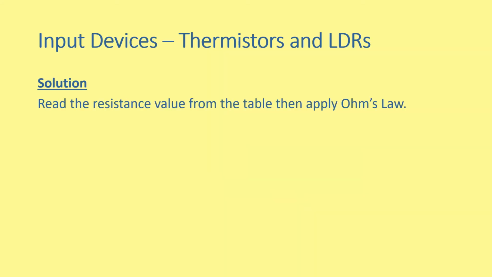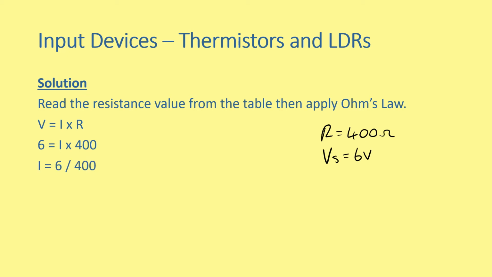So here's our solution. Read the resistance value from the table, then apply Ohm's law. Remember, from the table, we saw that at a temperature of 40 degrees C, R was equal to 400 ohms. We already know the supply voltage, and that's equal to 6 volts. Now what we need to do is to apply the formula. V is equal to IR, 6 is equal to I times 400. I, the current, is equal to 6 divided by 400, which gives us 0.015 amperes.